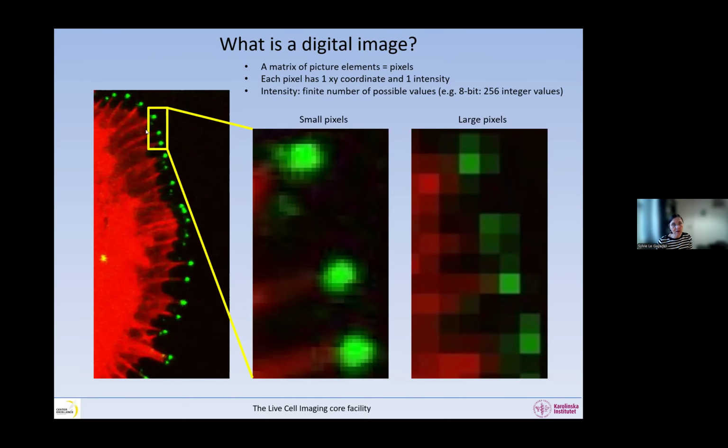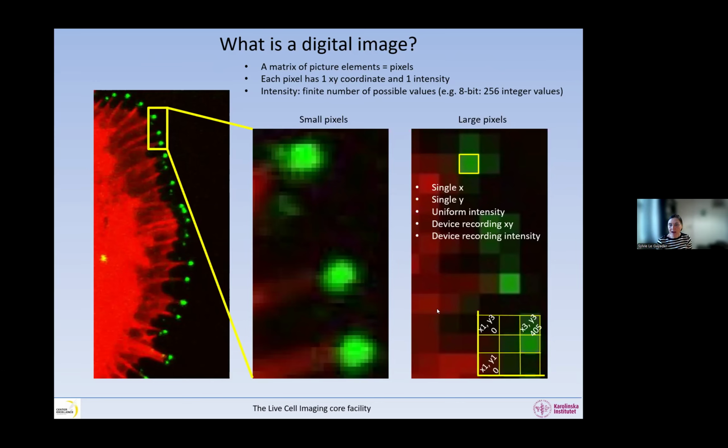When we zoom into this image, we could acquire this sample in different ways. We can decide ourselves if we want to use small pixels or large pixels. But in any case, we always have this little square in the image. If you look a little bit closer, you will see that each of these squares corresponds to one X, one Y, and one uniform intensity. Throughout the square that represents the pixel in the image, we have only one intensity. That means that we must have a device that records the XY position and a device that records the intensity.